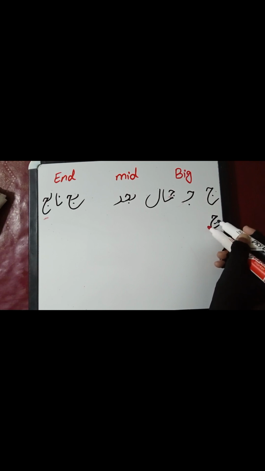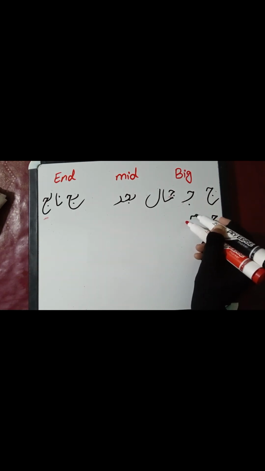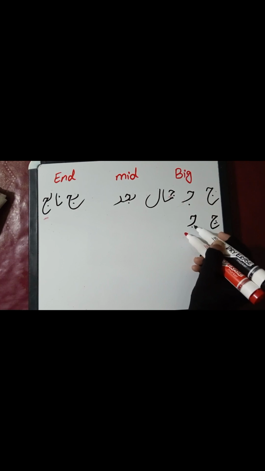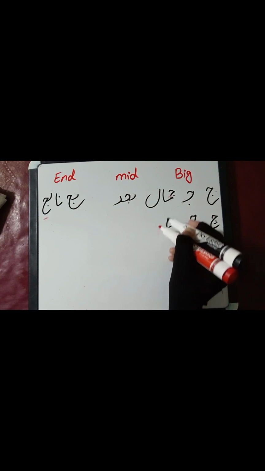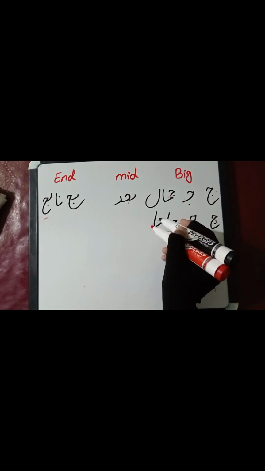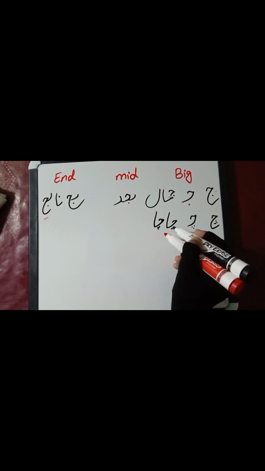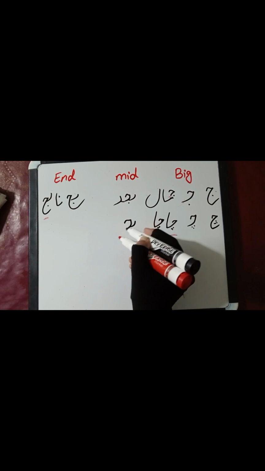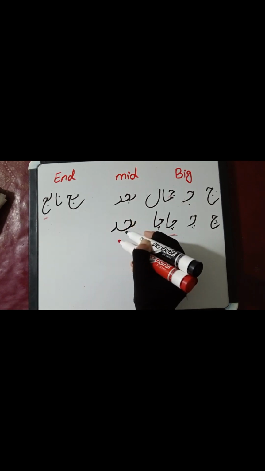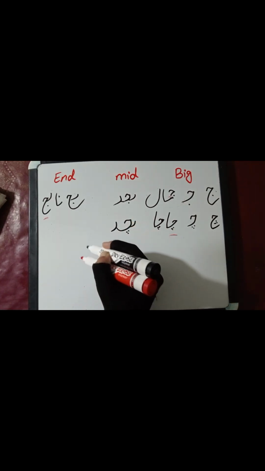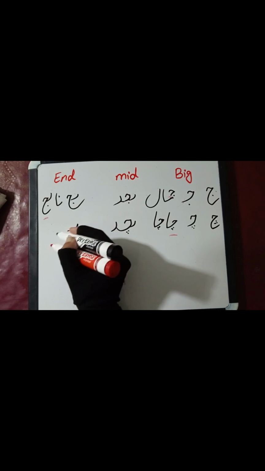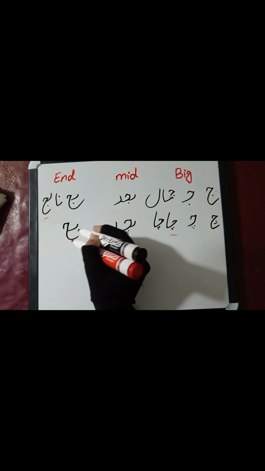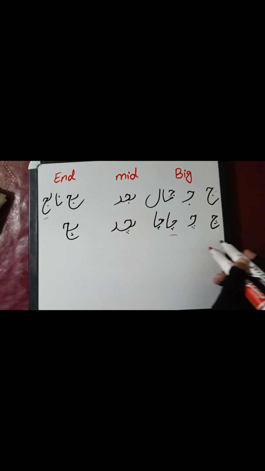J, the same beginning position. Cha, cha, cha, this one, and the middle position with two connectors, and the ending position with one connector.